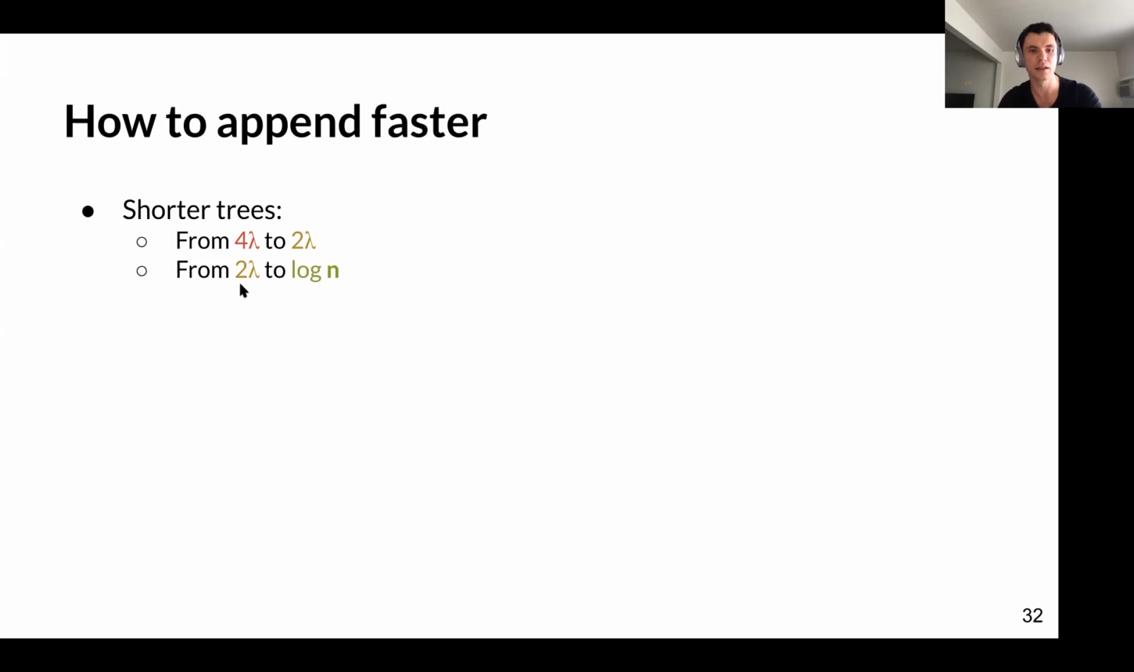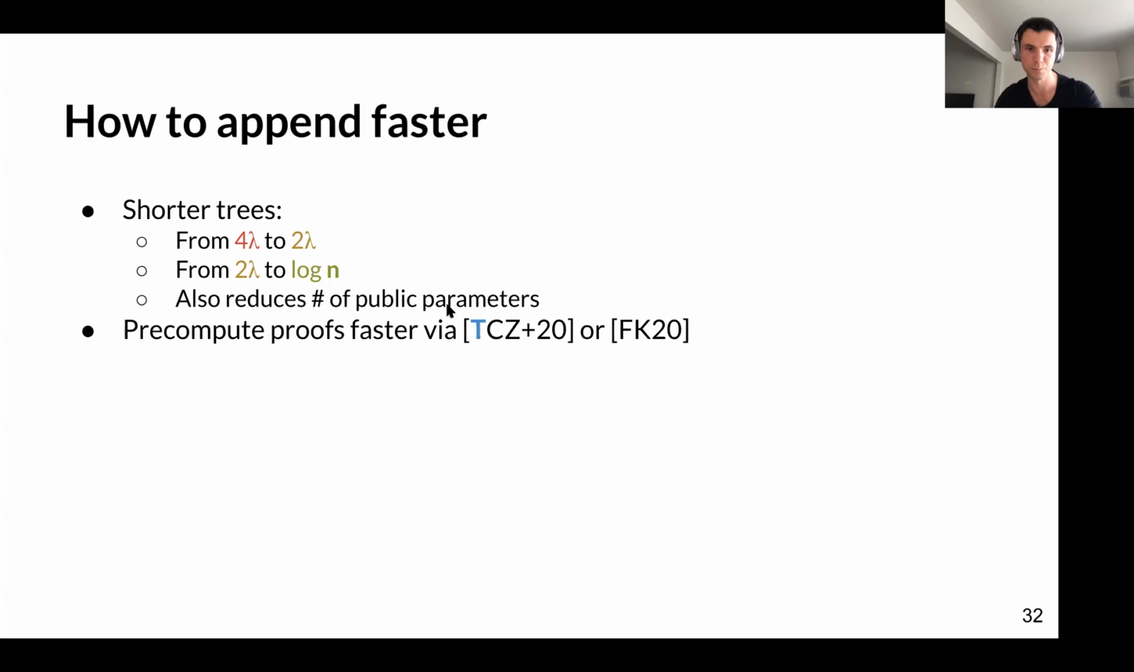Another thing we can do is go lower, from 2 lambda to log n, which is what a Merkle prefix tree would have as its height. Again, I discuss this in detail in my thesis. If we are able to reduce the tree height, this also has the advantage of reducing the number of public parameters that have to be generated in the trusted setup, which is not a great property of our scheme. But if you use RSA accumulators, then these public parameters go away.